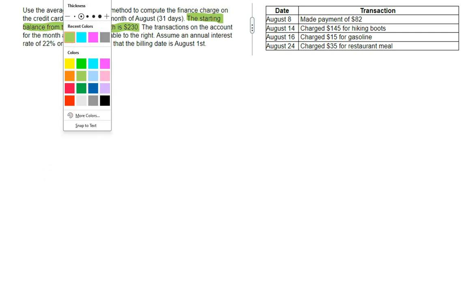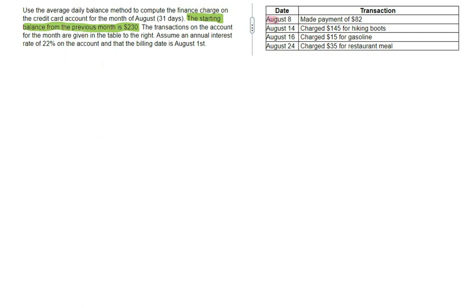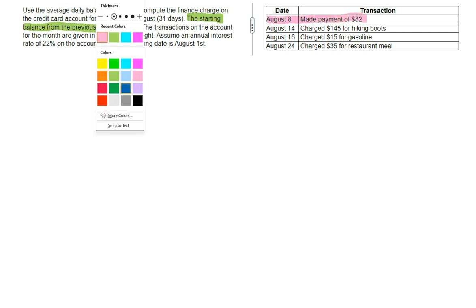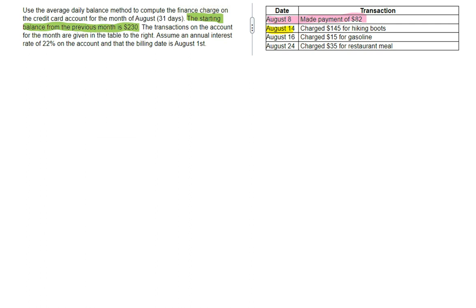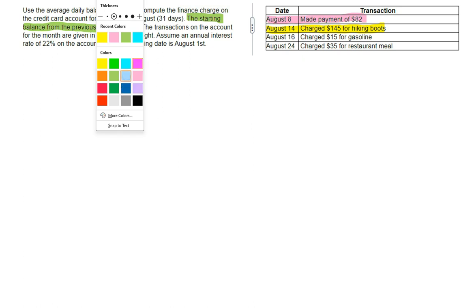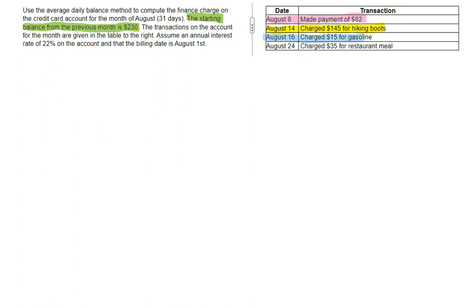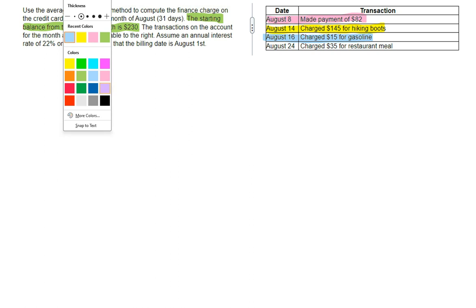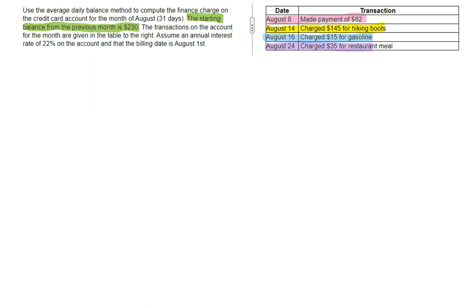But then on August 8th, you made a payment of $82. Then on August 14th, you charged $145. Then on August 16th, you made another charge. And then on August 21st, you made another charge. So if I keep track of this, I started at $230. That's my balance right there.